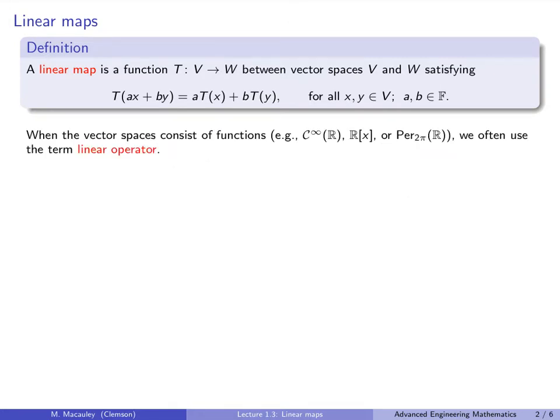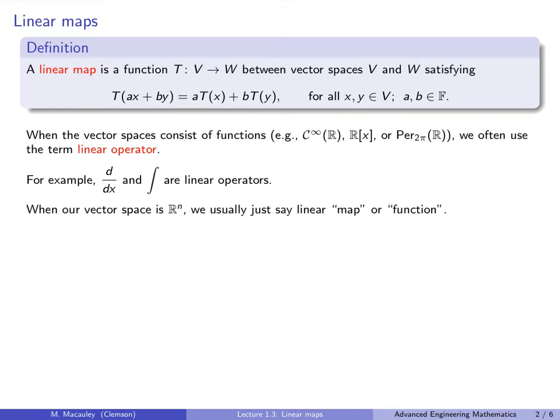When the vector spaces V and W consist of functions, for example, C infinity of R, the space of polynomials, or the space of 2π periodic functions, we often use the term linear operator instead of map. I don't know why, that's just historically what's been done. For example, the differential operator, d/dx, and the integral, these are linear operators.